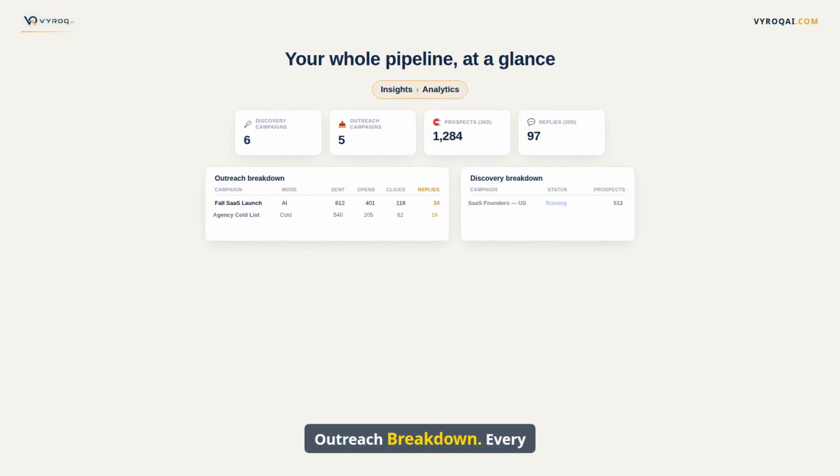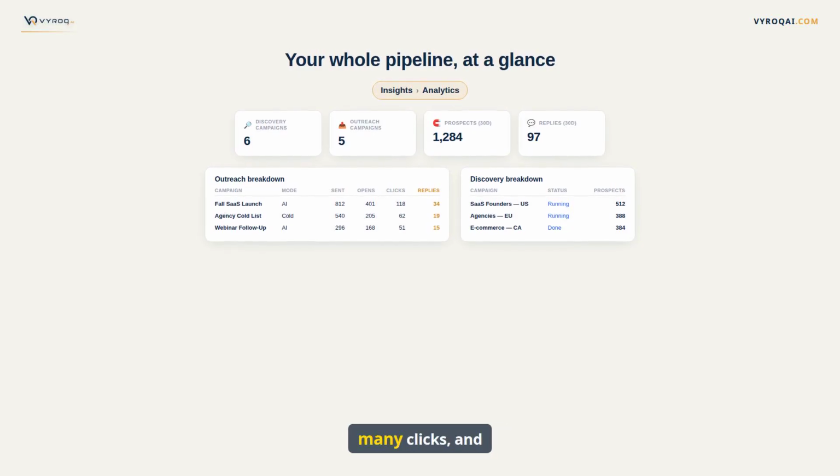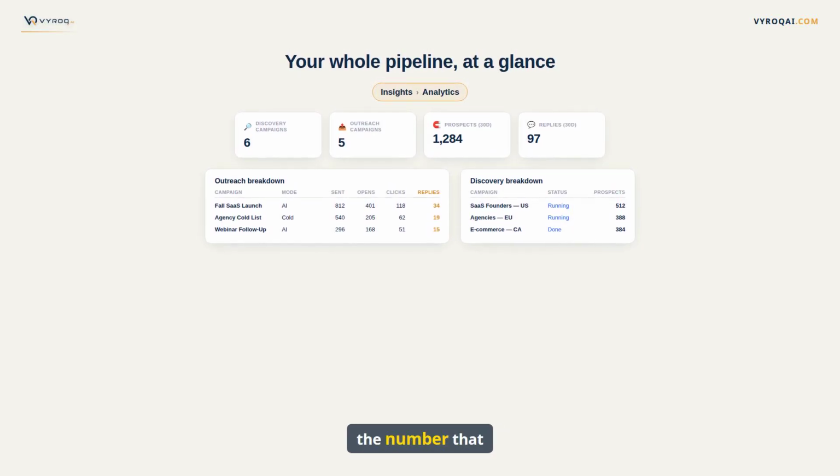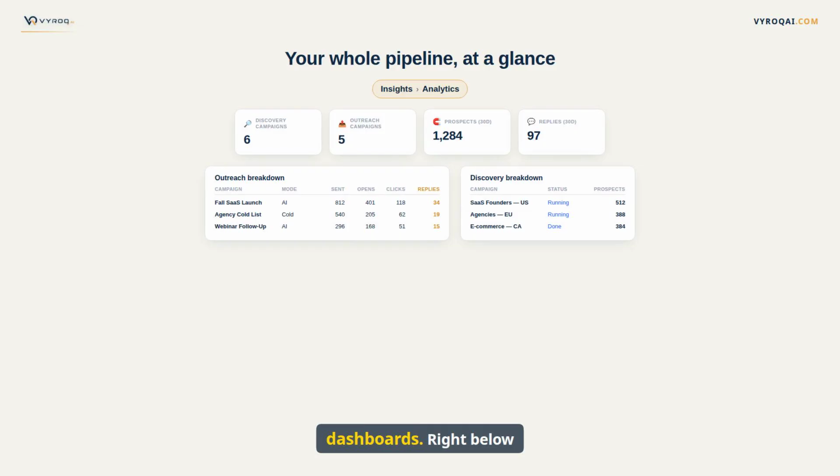Scroll to outreach breakdown. Every campaign is listed with its mode, how many messages were sent, how many opens, how many clicks, and the number that matters most, replies. No more digging through 5 different dashboards.